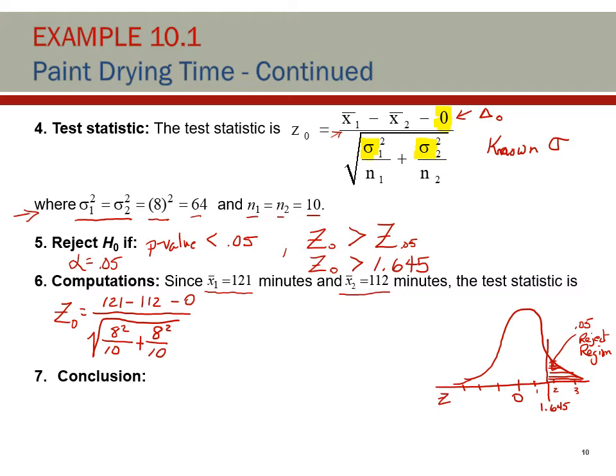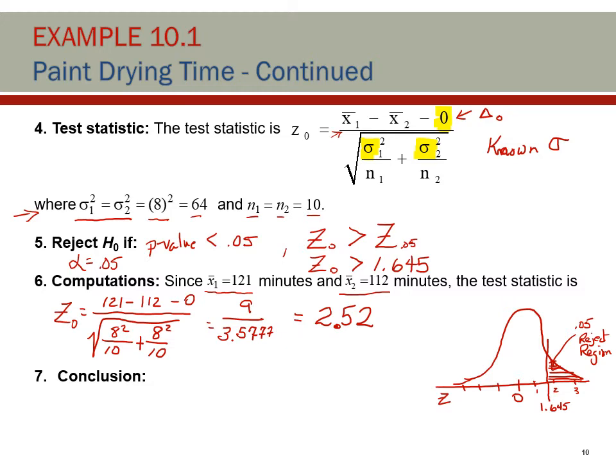Right. When we calculate that out, 121 minus 112 is 9. And if we take the square root, all of this comes out to 12.8. Let's see, 8 squared is 64, divided by 10 is 6.4, and 6.4 plus 6.4 is 12.8. Square root of 12.8 is 3.57770, I think. And when we divide there, we get 2.52. That is our Z naught value.